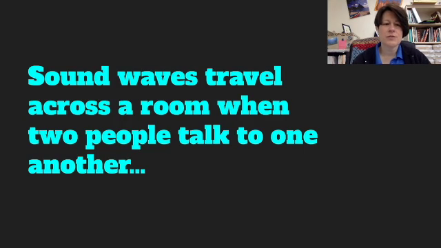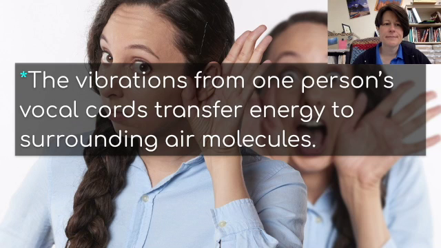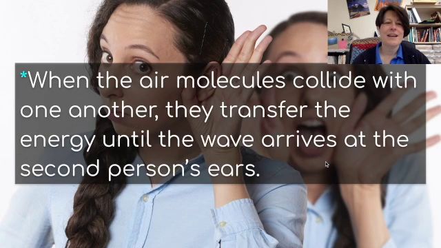Now, sound waves travel across a room when two people talk to one another. How they do this is the vibrations from one person's vocal cords transfer energy to surrounding air molecules. So we have the woman in the background speaking. And when the air molecules collide with one another, they transfer the energy until the wave arrives at the second person's ear. Right there, she's listening. Now remember, it is a transfer of energy. The molecules that start out at the first woman's vocal cords do not reach the second woman's ear. Okay? It is different molecules, but the energy has been passed to them.